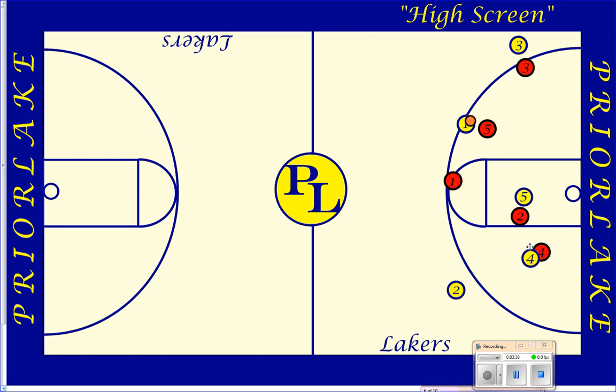And so on this down screen that 4 is going to have, 2 is going to work themselves into a window. So if 1 gets as far as the elbow and the kick out isn't there, the dump down to 5 is not there, they can then pivot and hit an open window for 2, where 2 then gets the 3-point shot. This play then is called high screen.